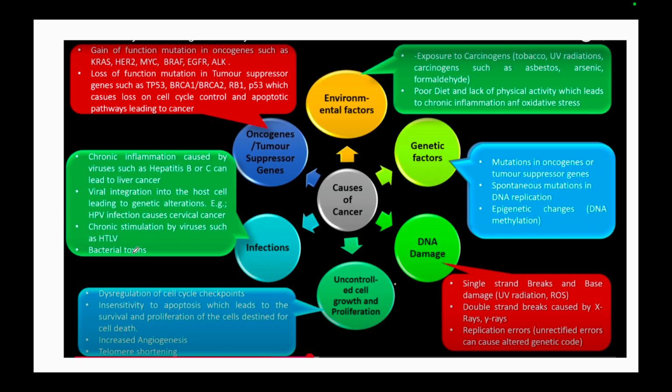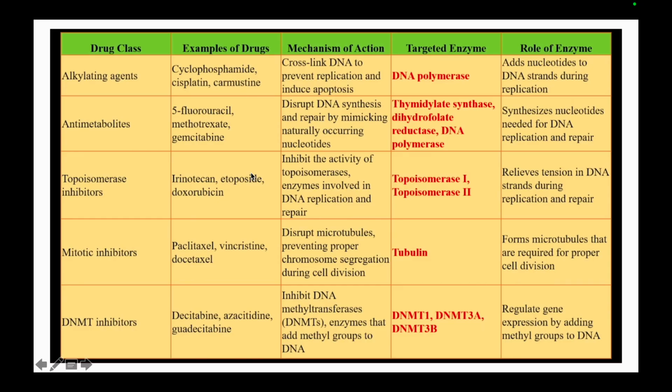And different bacterial toxins are also responsible for causing cancer. Then we have different oncogenes and tumor suppressor genes: KRAS, MYC, BRAF, EGFR. Any mutations in these genes can lead to cancer. For example, BRCA1 and 2 are responsible for breast cancer, and any mutations in BRCA1 and 2 can lead to breast cancer. Okay, so these are the different factors which can lead to cancer.